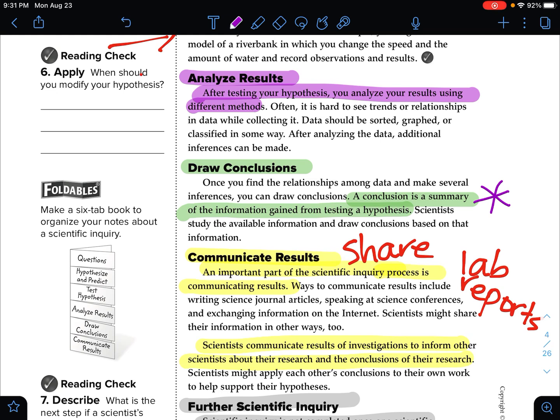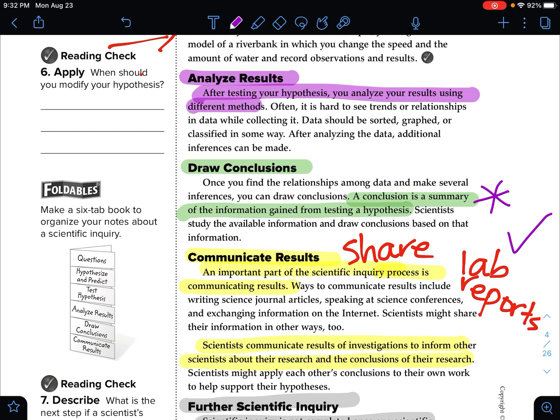An important part of the scientific inquiry process is communicating results. Ways to communicate results include writing science journals, speaking at science conferences, exchanging information on the internet. Scientists might share their information in other ways too. So for you guys, it's going to be like some type of lab report that you would turn into your science teacher. Scientists communicate results of investigations to inform other scientists about their research and the conclusions of their research.